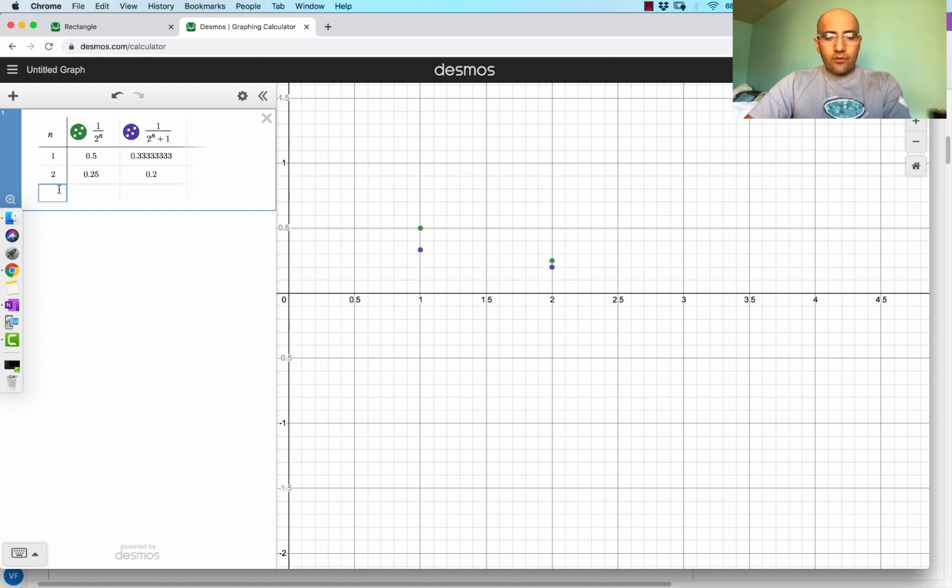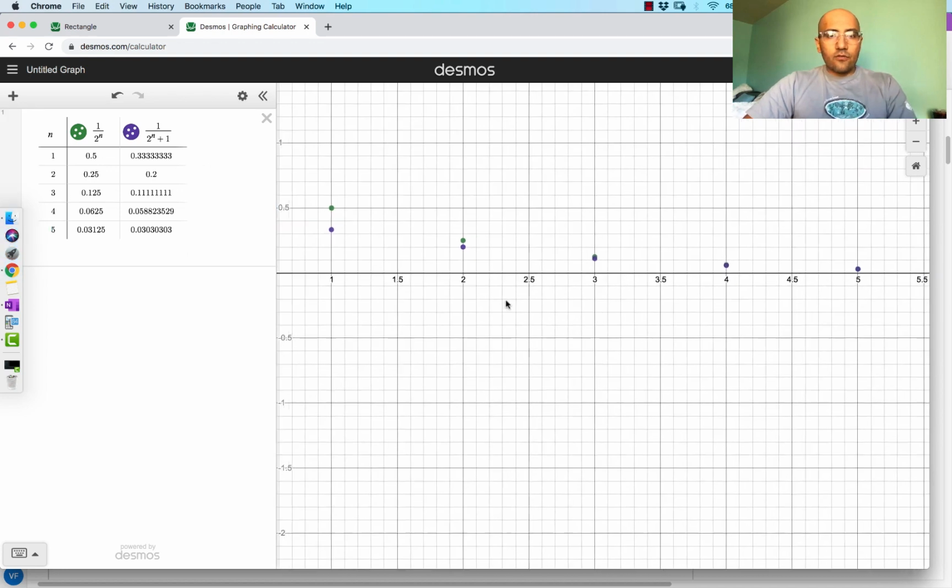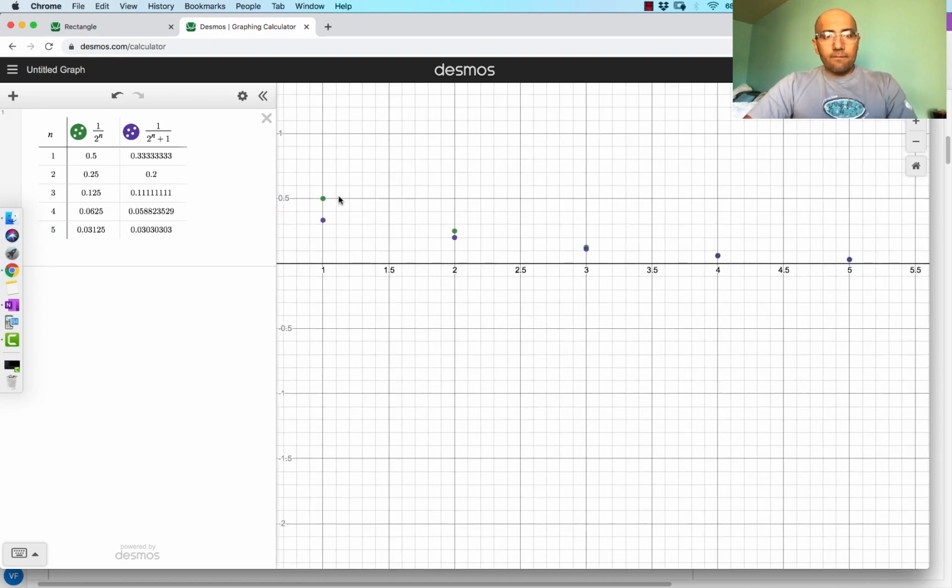And then we do that same for the third term, and for the fourth term, and for the fifth term, and so on and so forth. So you can see that they're both getting smaller. They're both always smaller. They're both always positive values. They're both getting smaller and closer to 0.